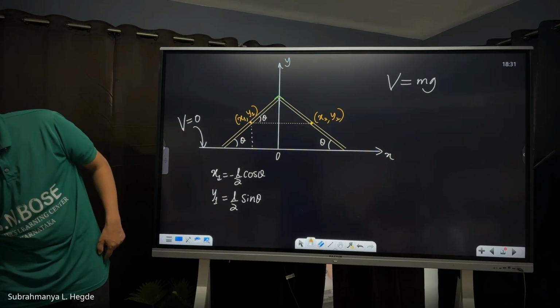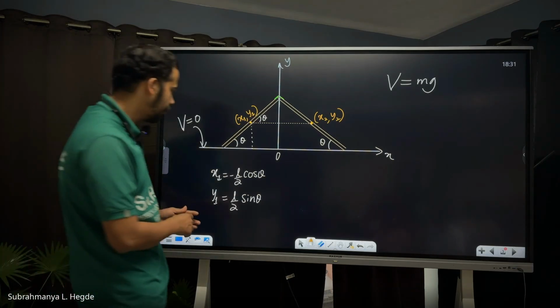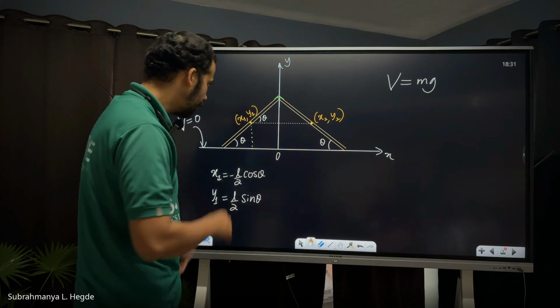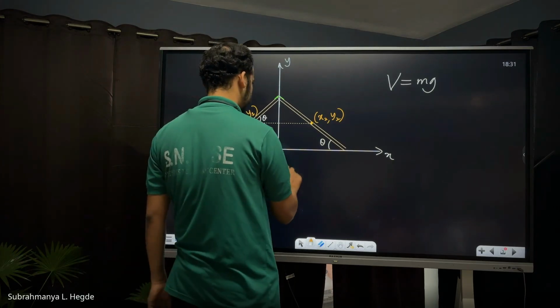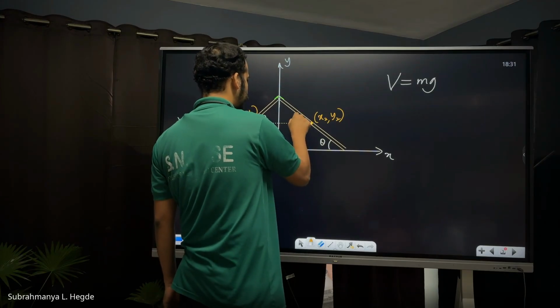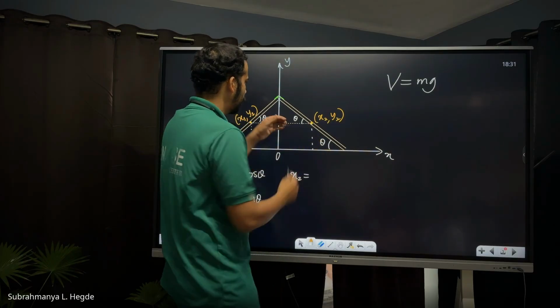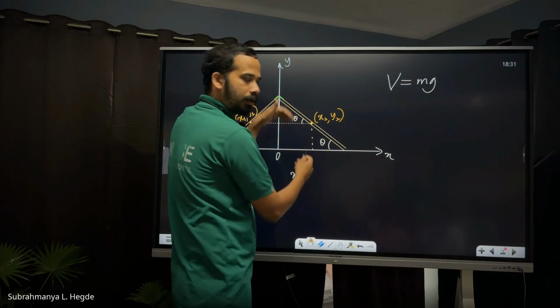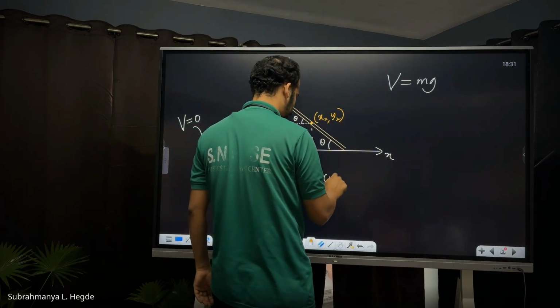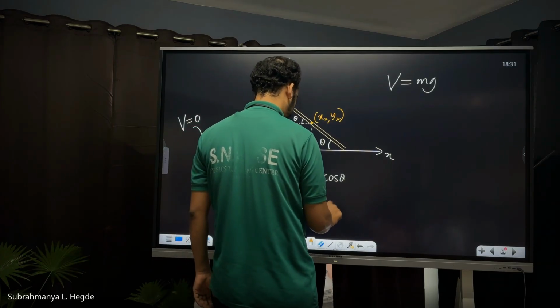Fine. I mean, you learn this one also, okay? This is for Lagrangian mechanics practice. X2 is equal to what? This is also theta. I need this much, am I right? This is X2, L by 2 cos theta. Fine, L by 2 cos theta. Okay, Y2 is equal to L by 2 sin theta.